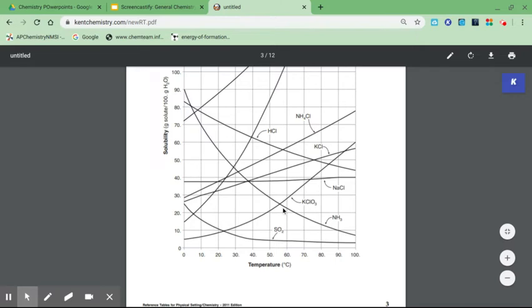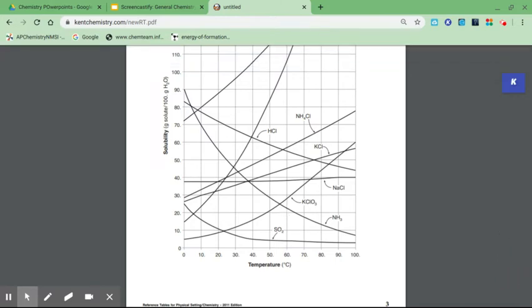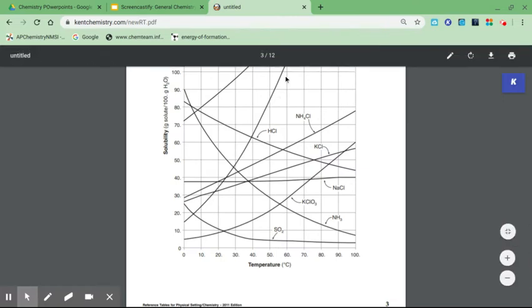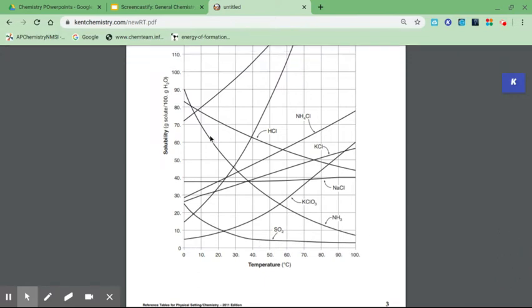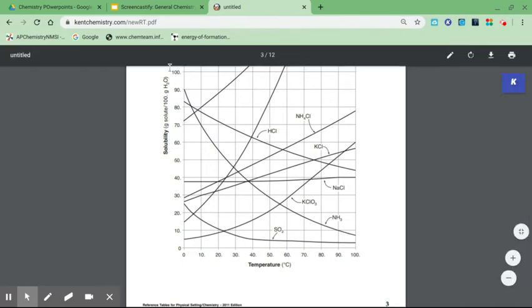Now, remember that when we're looking at this graph, we always need to understand what's the solids and what's the gases. Remember that the solids are always the substances that are going up in solubility as you go from left to right. The gases, and there's only three, HCl, NH3, and SO2, are your gases. So those would be my solutes. My solvent is the actual water on the y-axis.